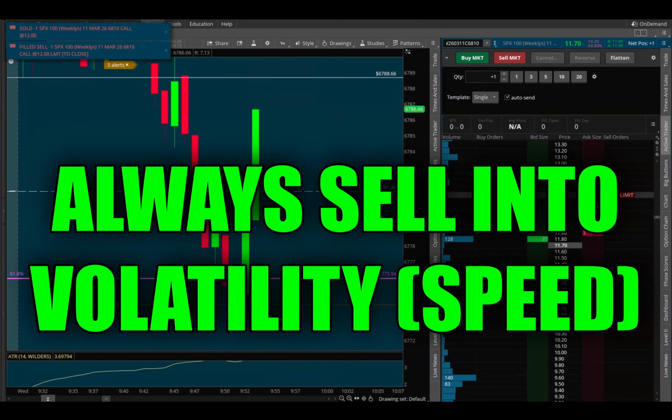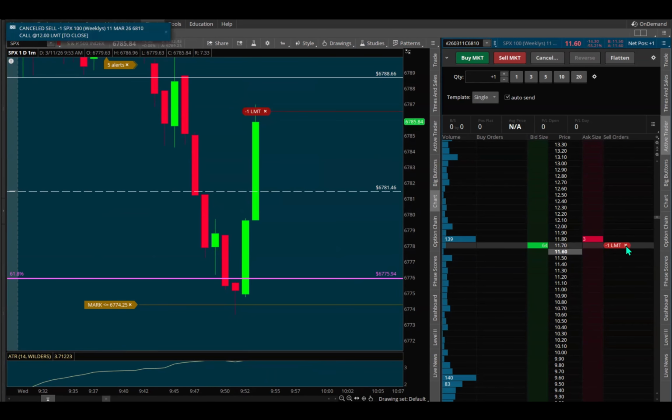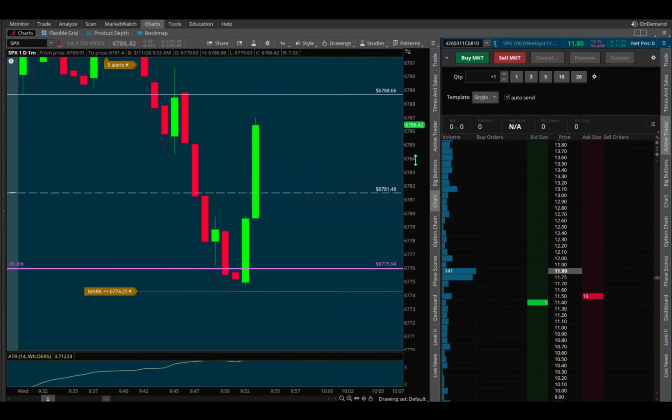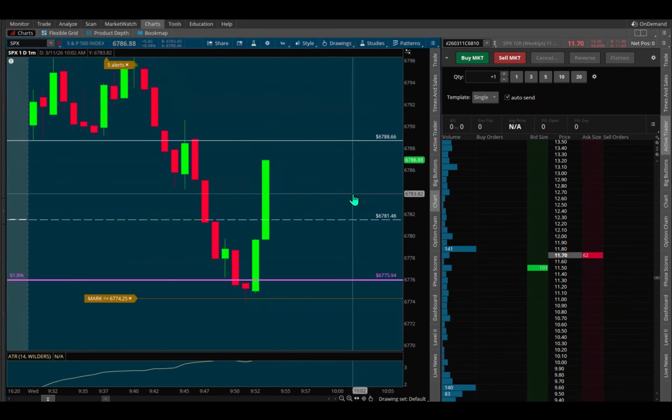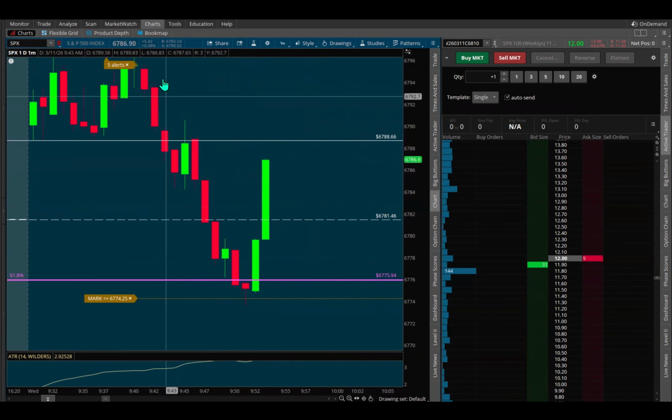Sold at 12. Wow. I'm going to take another one here at 12. I'm not going to be greedy. Sold both of them at 12. I really am happy with that there. And that's just showing you again in real time. I know it's going to go higher. I know that we're going to get more juice out of the contract.